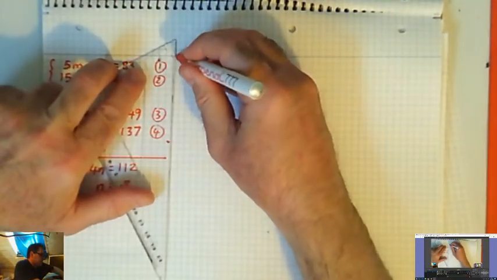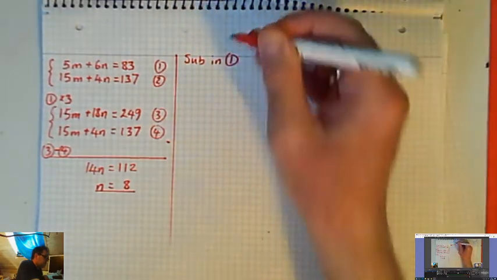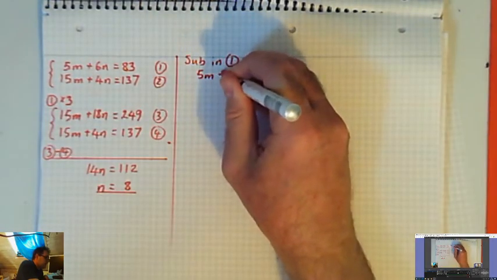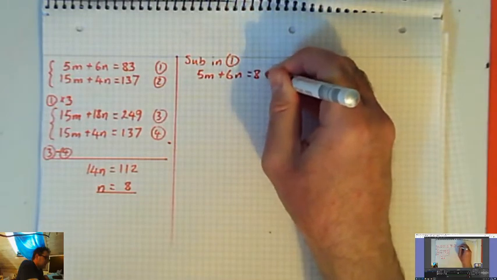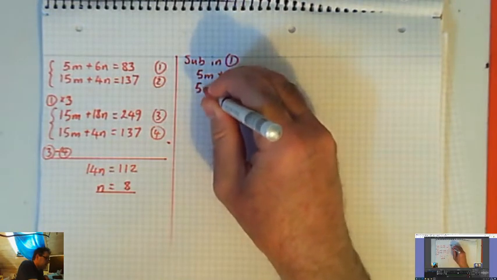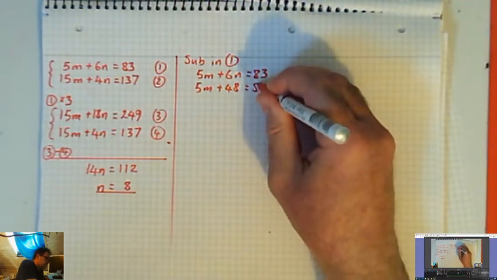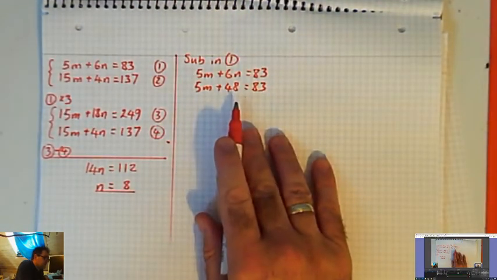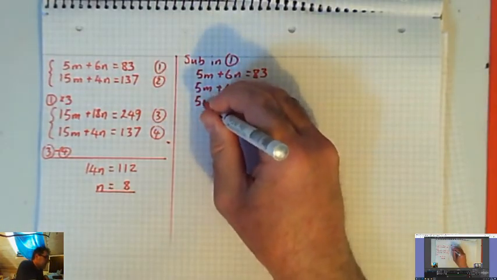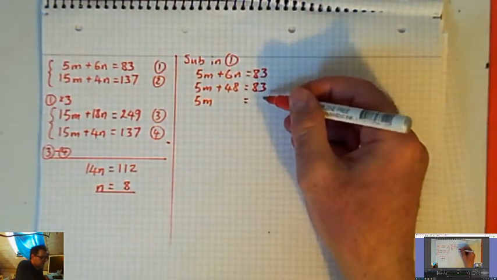So now that I've figured out what n is, I'm going to take that value of n and substitute it into the original equation 1. So equation 1 was 5m plus 6n equals 83. Now I've figured out that n is 8. That becomes 5m plus 6 times 8 is 48 equals 83. So 5m plus 48 equals 83, and I want to figure out what m is. So I'm going to take away the 48 to get the bit with m on its own, but I've got to do the same thing to the other side as well.